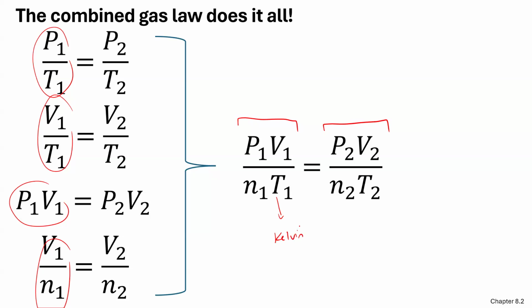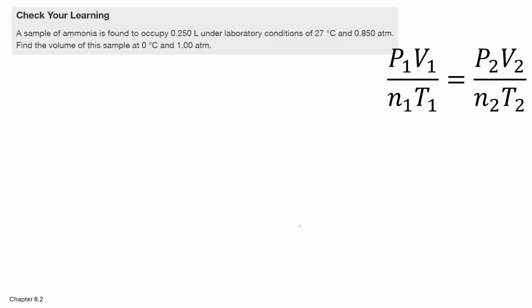All right, let's actually just use this equation to do some stuff that we did on the last section, and I'll show you what I'm talking about. A sample of ammonia is found to occupy 0.250 liters under laboratory conditions of 27 degrees and 0.850 ATM. Actually, this is a new one. So the next ones I'll show you that it works for the old ones too. But this is a new problem that we're doing. It says find the volume of the sample at 0 degrees C and 1 ATM.